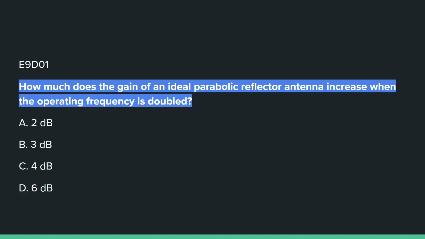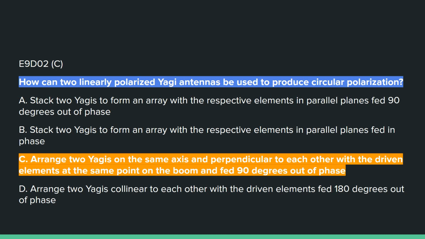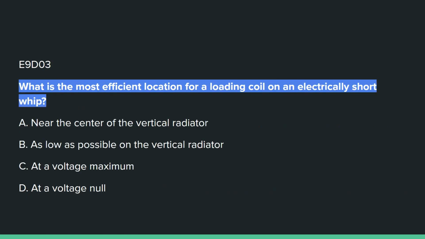E9D01, how much does the gain of an ideal parabolic reflector antenna increase when the operating frequency is doubled? D. 6 dB. E9D02, how can two linearly polarized Yagi antennas be used to produce circular polarization? C. Arrange two Yagis on the same axis perpendicular to each other with the driven elements at the same point on the boom and fed 90 degrees out of phase.